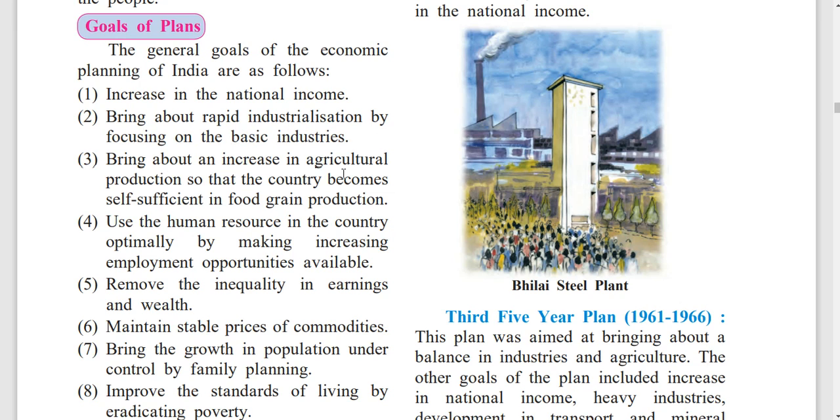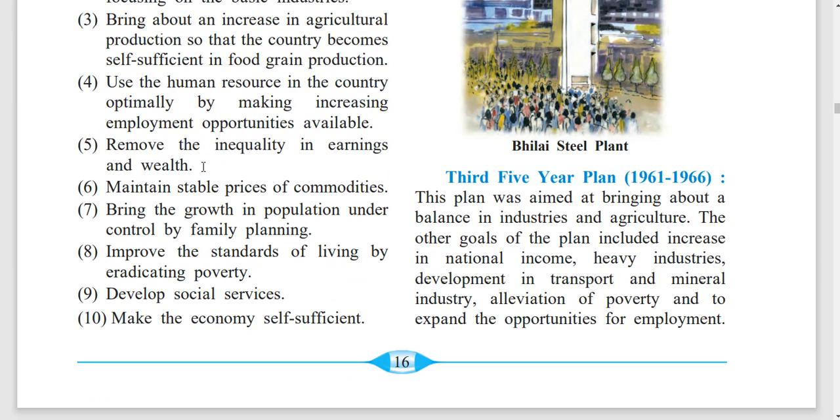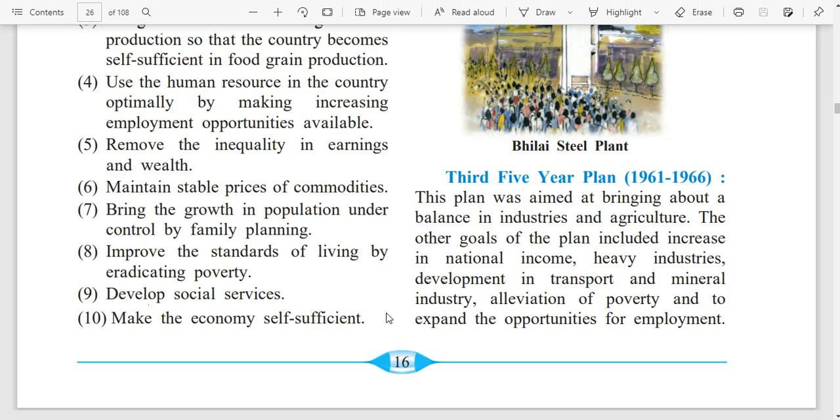Third, bring about an increase in agricultural production so that the country becomes self sufficient in food grain production. Fourth, use the human resource in the country optimally by making increasing employment opportunities available. Fifth, remove the inequality in earnings and wealth. Sixth, maintain stable prices of commodities. Seventh, bring the growth in population under control by family planning. Eighth, improve the standards of living by eradicating poverty. Ninth, develop social services. Tenth, make the economy self sufficient.